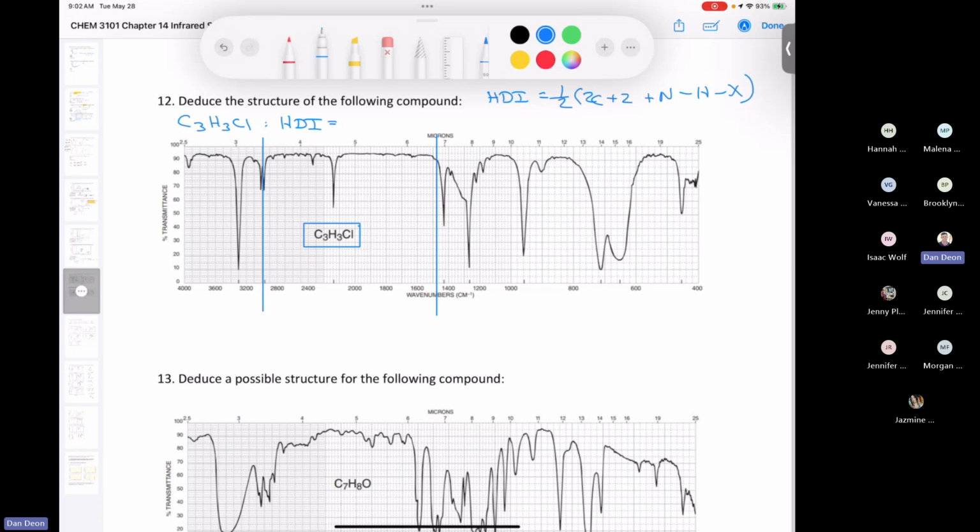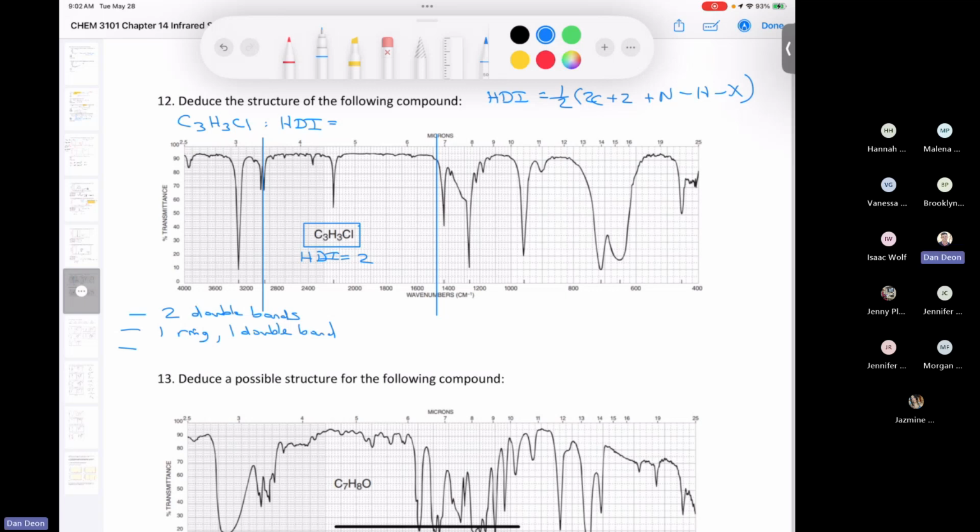Thanks, Jennifer. Yep, thank you very much. So HDI is equal to 2. So what are our possibilities? If the HDI is equal to 2, we can either have two double bonds. Two double bonds, that's one possibility. Another one would be one ring and one double bond. And there's one other possibility. Could anybody tell me what it is?